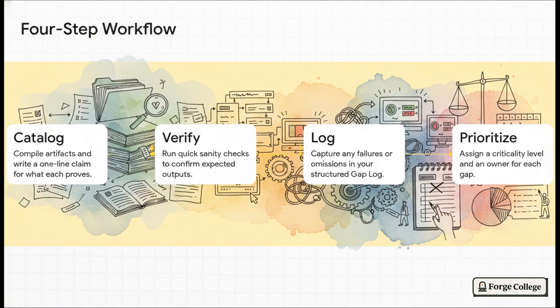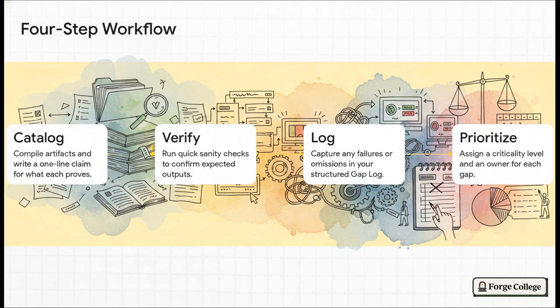Here is a highly mechanical 4-step sequence you can use to turn experimental work into a rock-solid plan. Step 1, catalog. Just compile every single artifact into folders and write a 1-line claim for what it proves. Step 2, verify. Run some quick sanity checks to confirm each script executes like it's supposed to. Step 3, log. When things fail, and trust me, they will fail, capture those in your structured gap log.